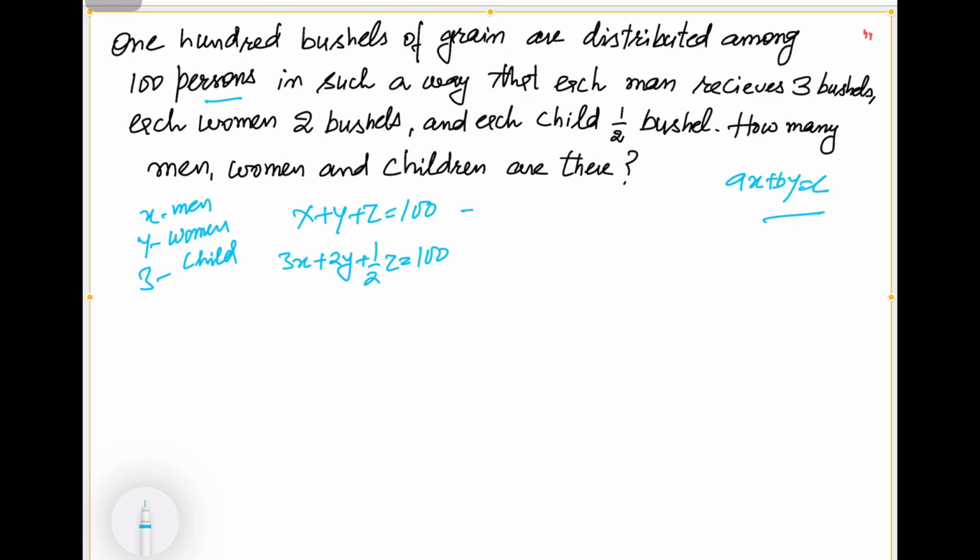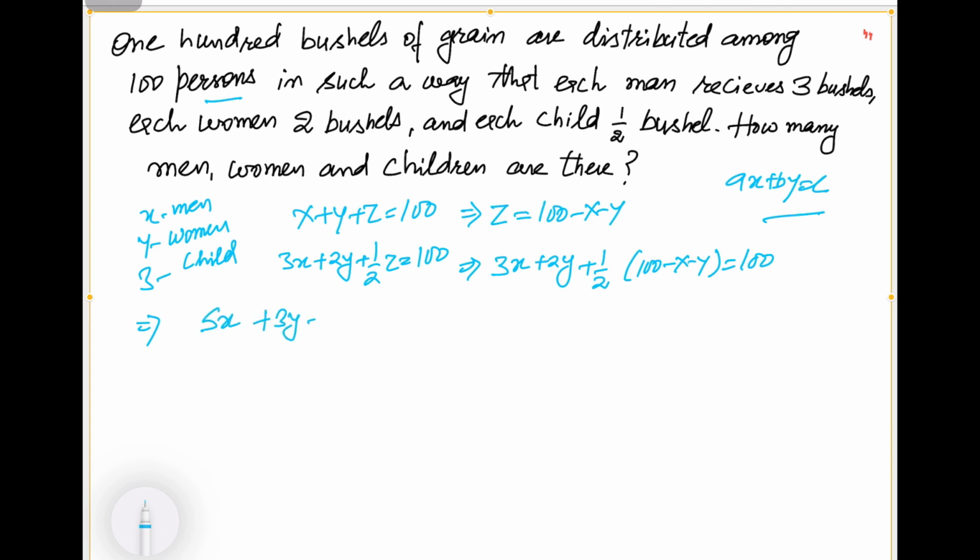So very easily we can put the value of z from this equation into the second equation. So it becomes 3x plus 2y plus half times (100 minus x minus y) equals 100. So after solving, this equation becomes 5x plus 3y equals 100. So clearly this is a, b and c.